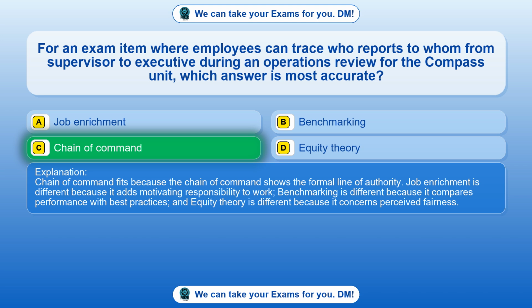Chain of command fits because the chain of command shows the formal line of authority. Job enrichment is different because it adds motivating responsibility to work. Benchmarking is different because it compares performance with best practices, and equity theory is different because it concerns perceived fairness.